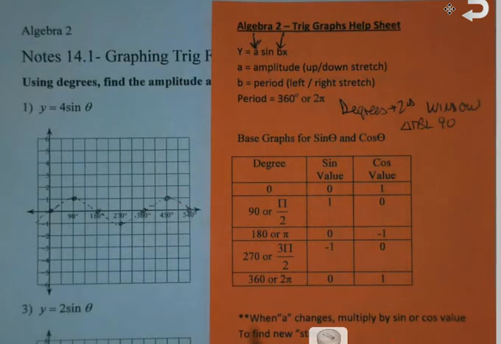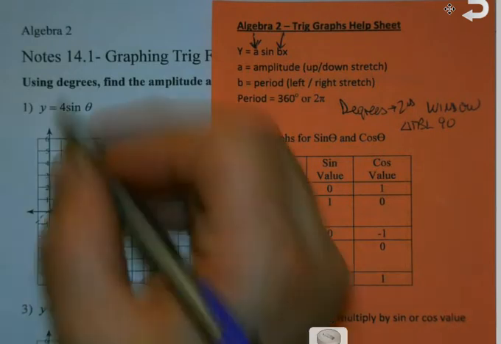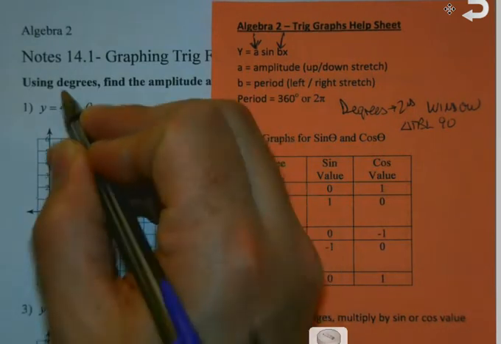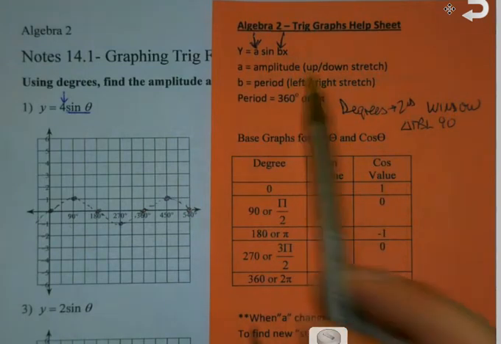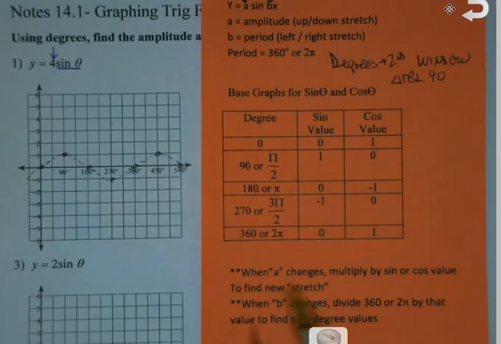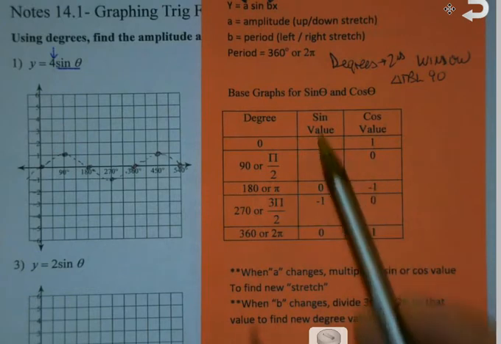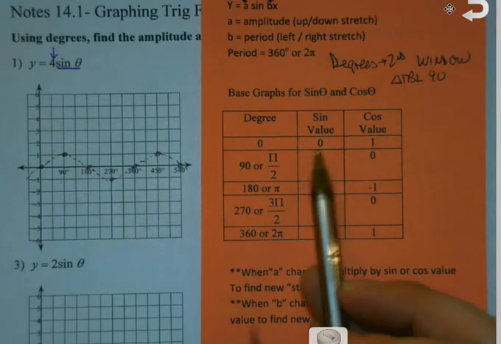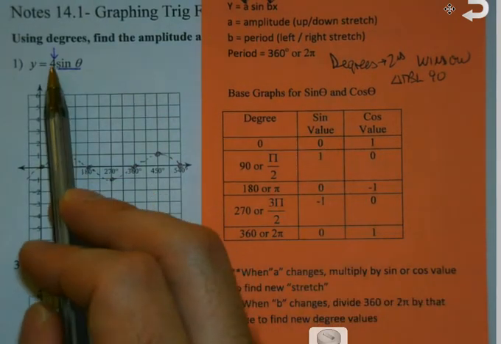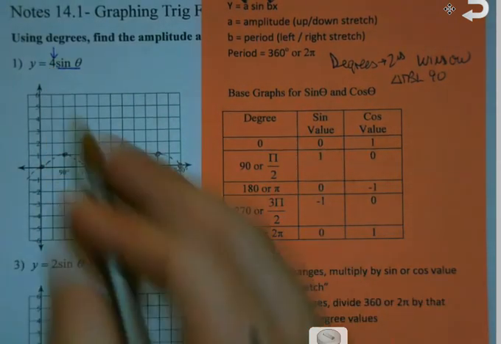The color that you picked up now, I want you to take, and here's how we're going to get the actual graph of this. We've taken care of this part. We haven't taken care of this guy yet. Well, what's he do? That's called an amplitude. My a value changes. You multiply by the sine or cosine value to find that new stretch. So in other words, at 0, what's 0 times 4 equal? Well, it's still 0.